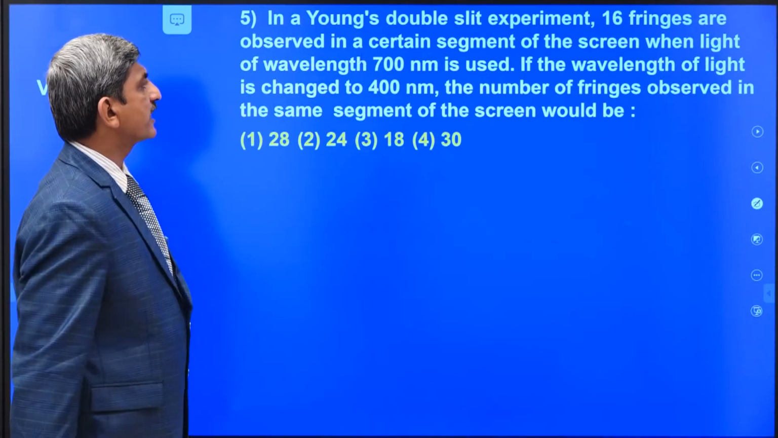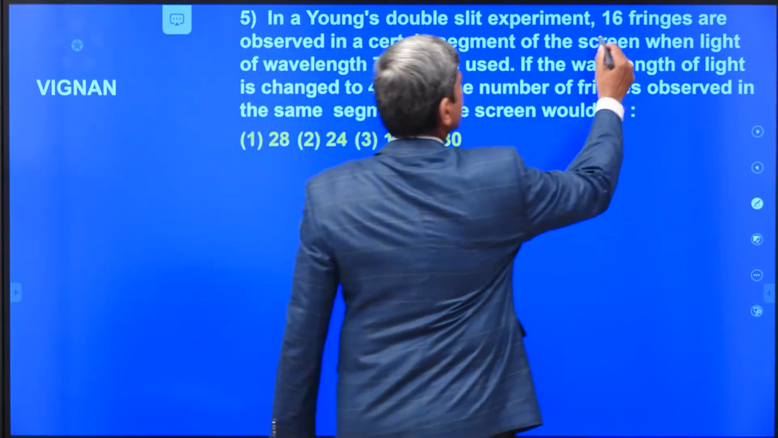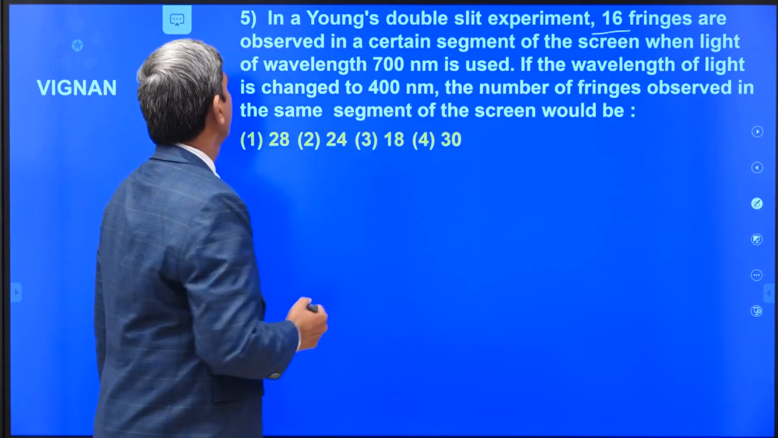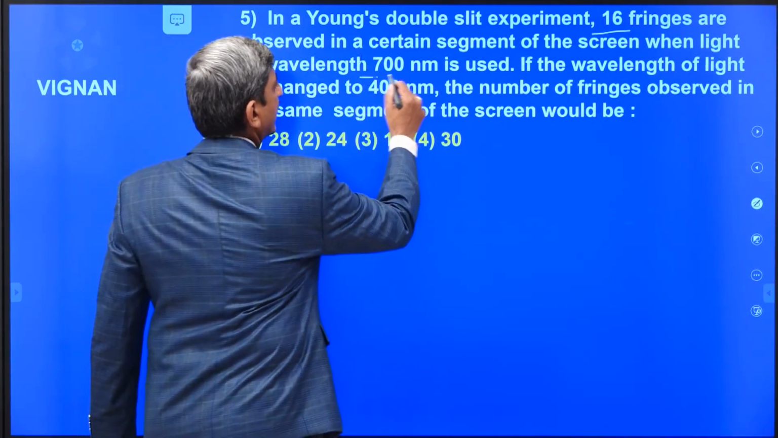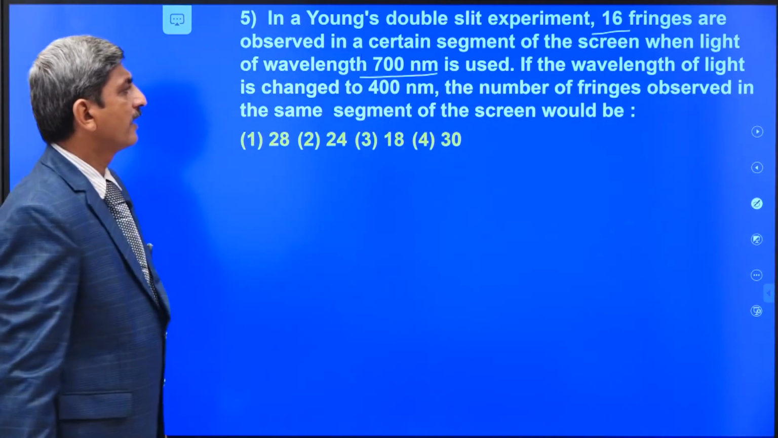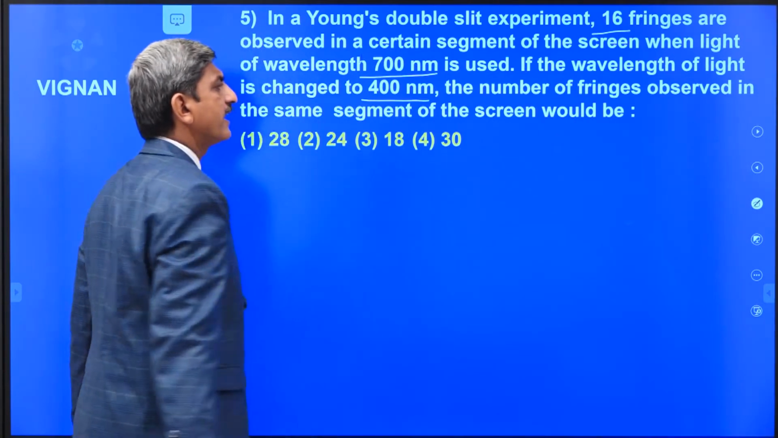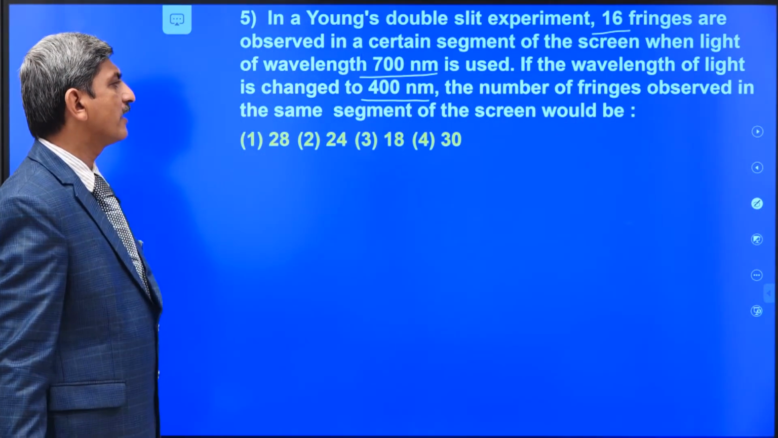In a Young's double slit experiment, 16 fringes are observed in a certain segment of the screen when light of wavelength 700 nanometers is used. If the wavelength of the light is changed to 400 nanometers, the number of fringes observed in the same segment of the screen would be dash.